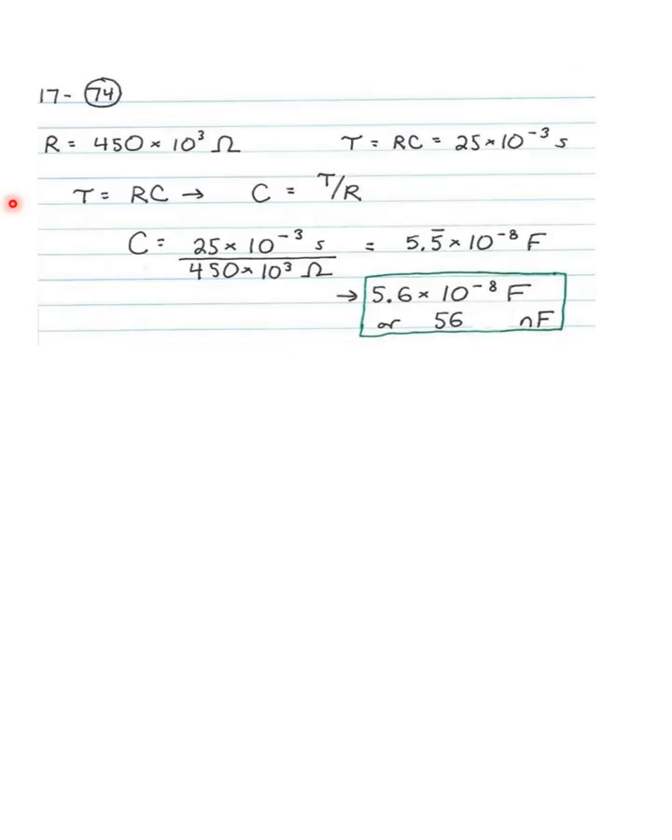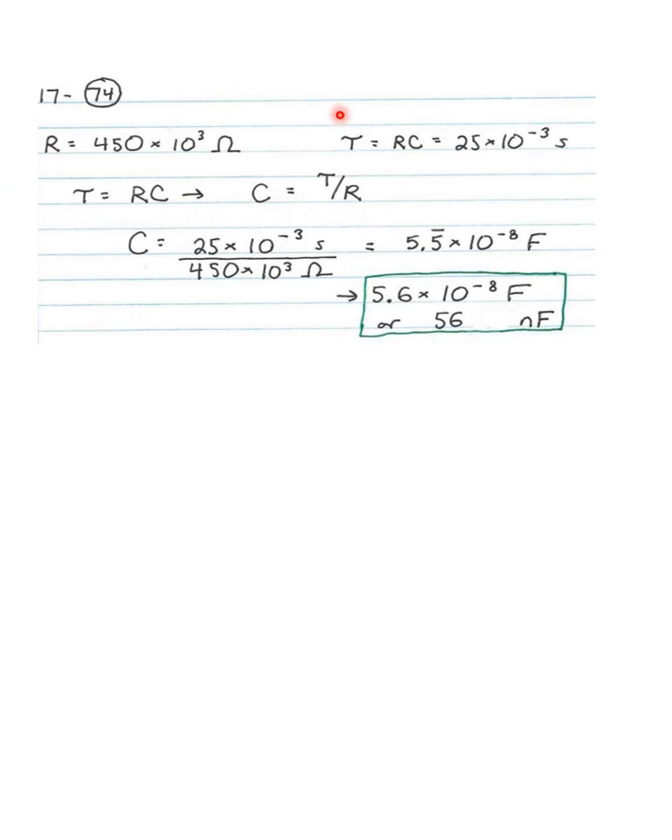Number 7.4. We're looking at RC circuits. These are the time-dependent circuits that charge and discharge over a given amount of time that's determined by the resistor and the capacitor. It says, how large a capacitor should you combine with a 450 kilo ohm resistor to make an RC time constant of 25 milliseconds?